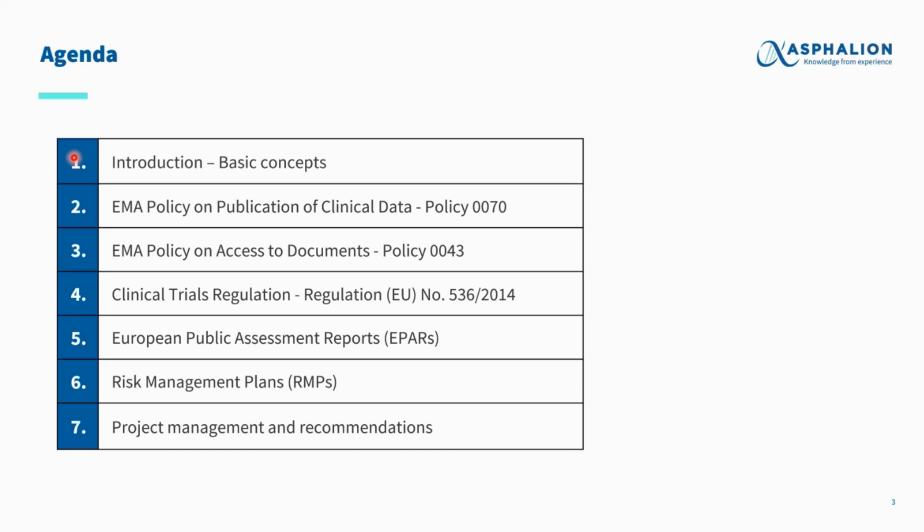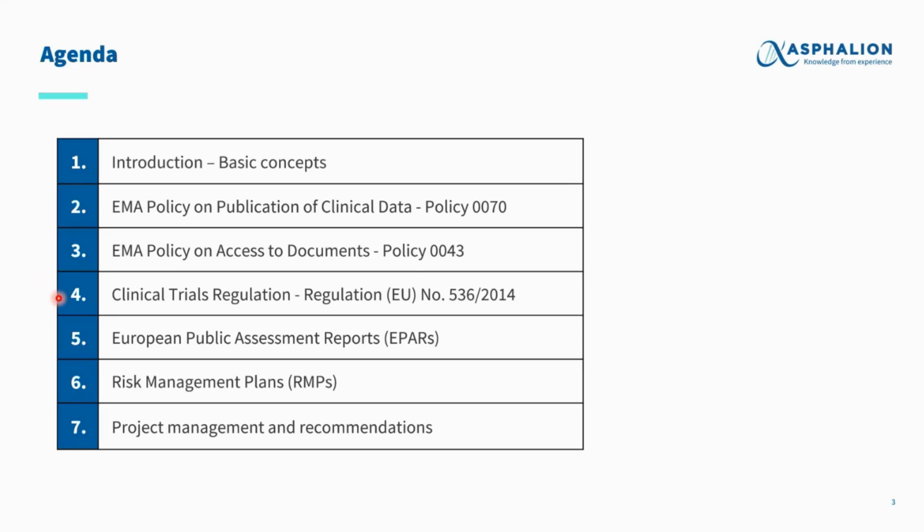And then we will review the main transparency procedures in the European Union. The first is policy 0070, which is the EMA policy on publication of clinical data. This is the most regulated procedure so far, and the one with the most specific assessment phase and specific requirements, and it's like the model for all the other transparency policies and procedures. So we will start with this, then go to the EMA policy on access to documents, or policy 43.